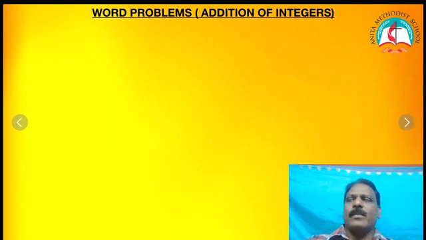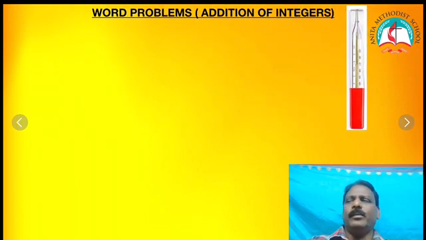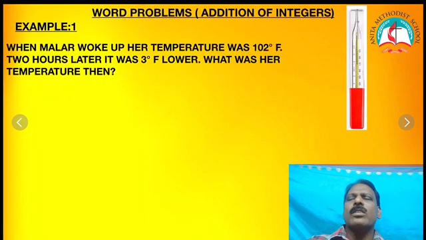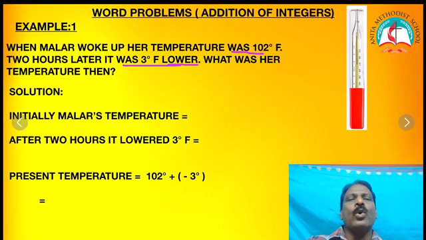Now, word problems: addition of integers. Example 1. When Malar woke up, her temperature was 102 degrees Fahrenheit. 2 hours later, it was 3 degrees Fahrenheit lower. What was her temperature then? What does the solution say? Initially, Malar's temperature was 102 degrees Fahrenheit.